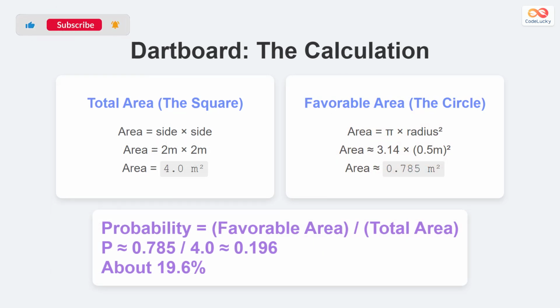First, we calculate the total area, which is the area of the square. That's 2 times 2, giving us 4 square meters. Next, we find the favorable area, the circle. Using the formula pi times radius squared, we get about 0.785 square meters. Dividing the favorable area by the total area gives us approximately 0.196, or a 19.6% chance.